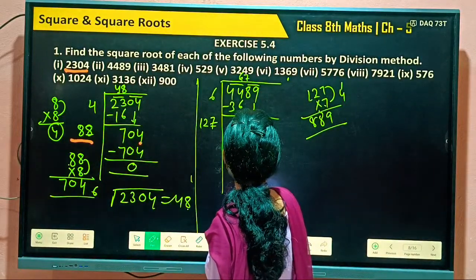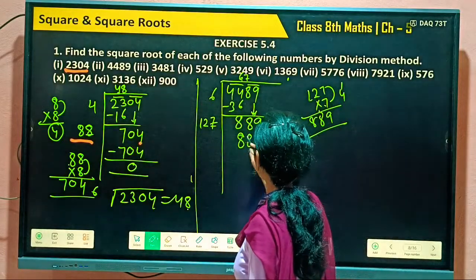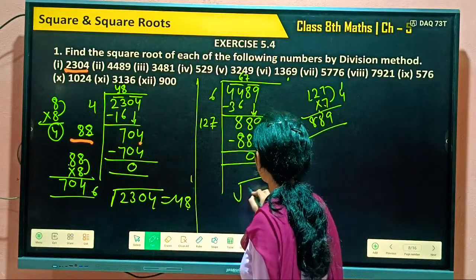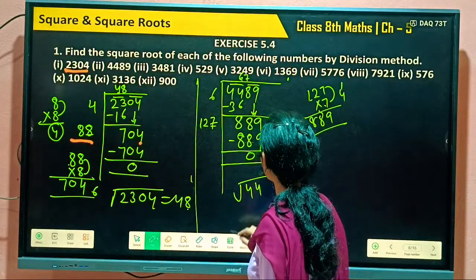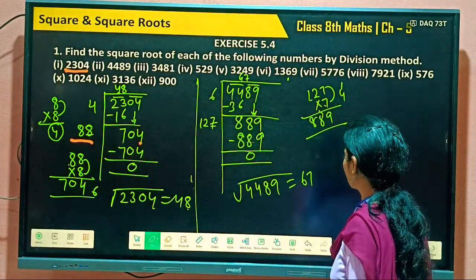And the multiplication of 127 with 7 is 889. So the remainder is 0. The square root of 4489 is 67. Next question.